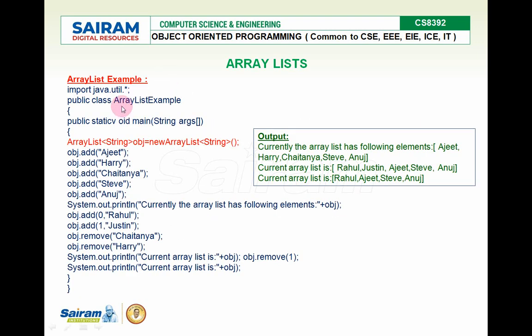One more thing I forgot to tell you. To use the ArrayList, you are supposed to import the java.util package, because this ArrayList class resides inside the java.util package. So to use the ArrayList class, I should import the util package. That is the first line. And thereafter one class and public static void main. And here I'm creating the string ArrayList. ArrayList is my class name, String is my type of data, and obj is my object of the ArrayList class. New keyword, space, ArrayList, the type of data and the constructor.